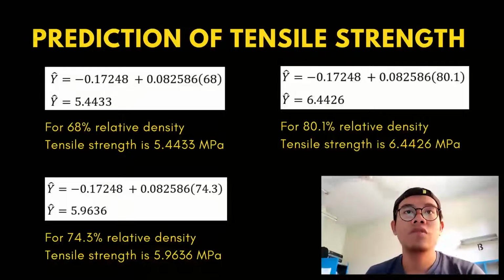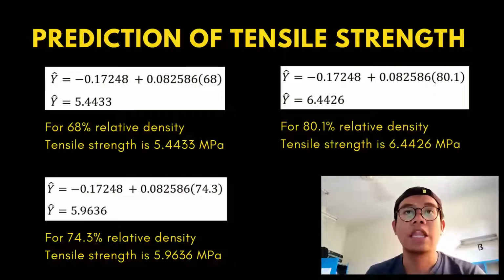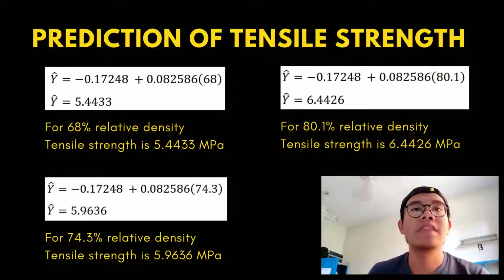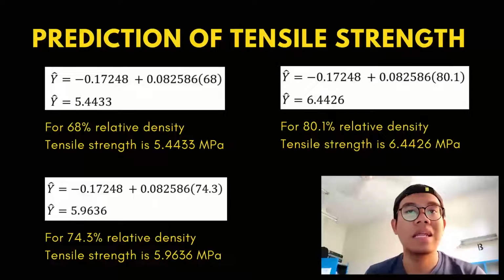Recently, a batch was found to produce a cluster of tablets that show low relative density. Therefore, with simple linear regression, we can make the prediction of tensile strength for such tablets. For 68% relative density, we obtain a tensile strength of 5.4433 megapascal. For 74.3% relative density, the tensile strength is 5.9636 megapascal. And lastly, for 80.1% relative density, the tensile strength is 6.4426 megapascal.